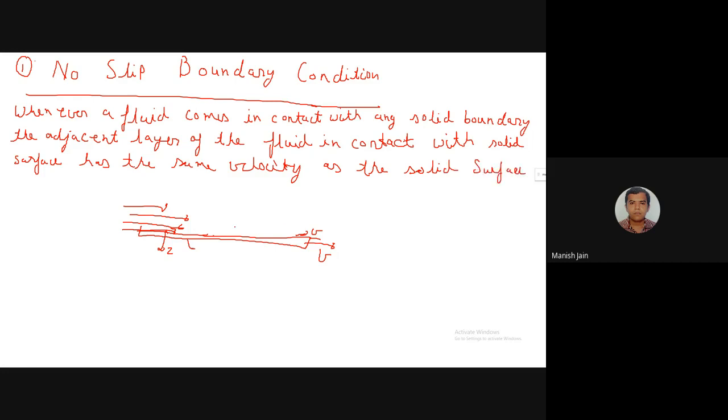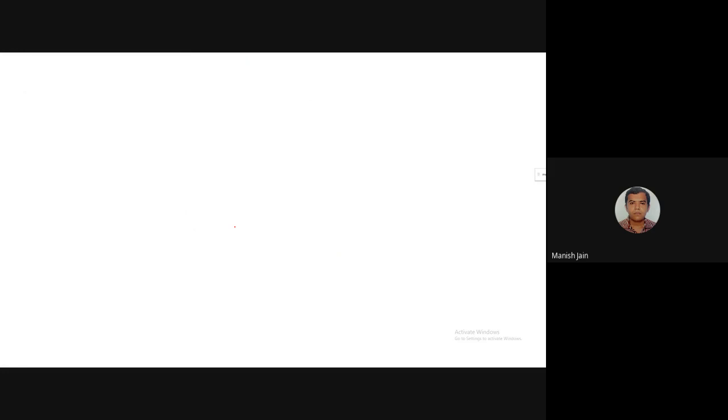One more thing you should know before going to the next topic: when we study fluid mechanics, generally we assume that fluid flows in layers. Sometimes the layers might interchange, there is mixing between the layers. Sometimes there is no mixing between the layers. But we assume that fluid flows in layers only.